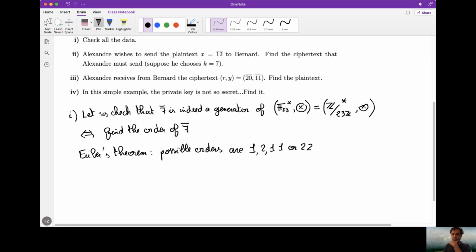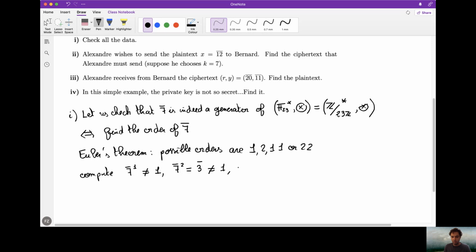So our goal when we're trying to find if 7 is a generator is to check that the first power for which 7 to that power is equal to 1 is 22. So we just need to compute all the different powers of 7. Of course, 7 to the power 1 is not 1. 7 to the power 2 is 49, modulo 23, that's 3. So that's not 1 as well.